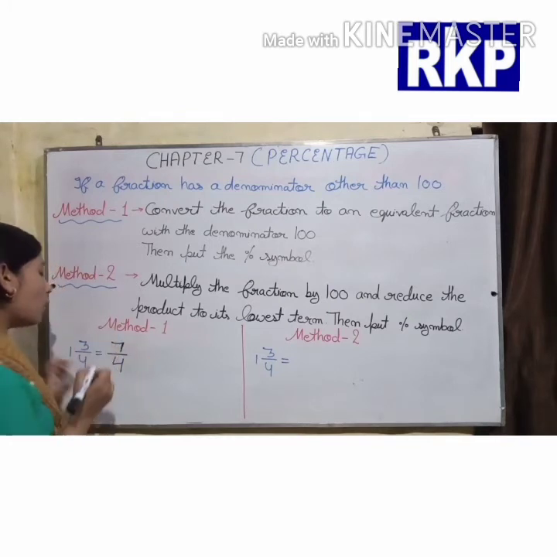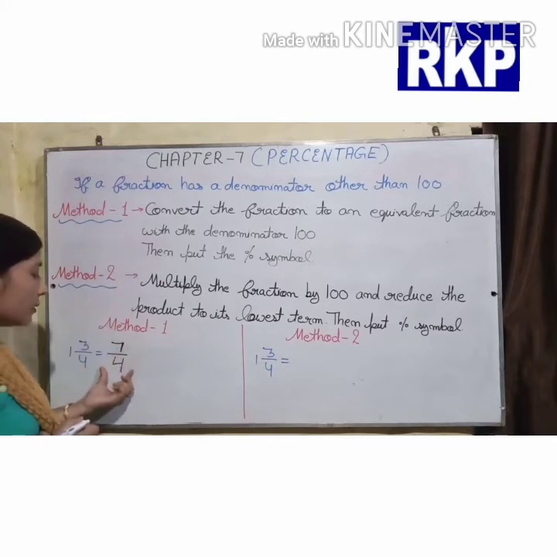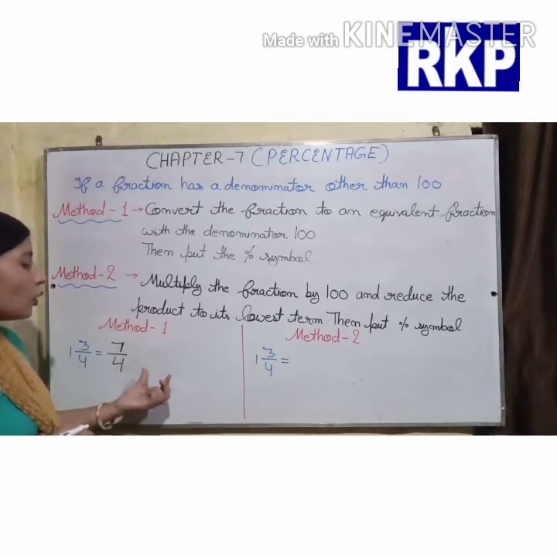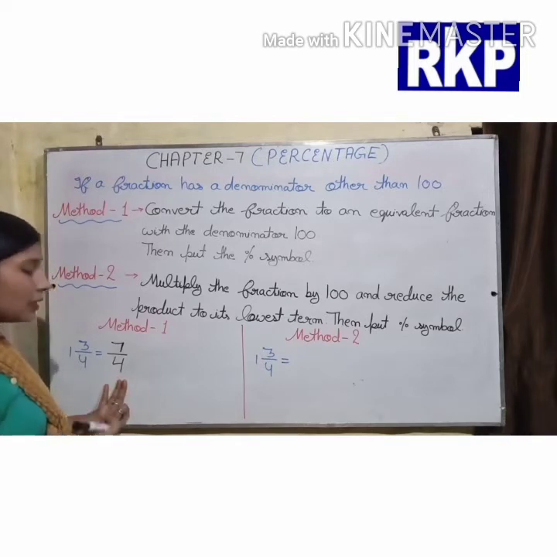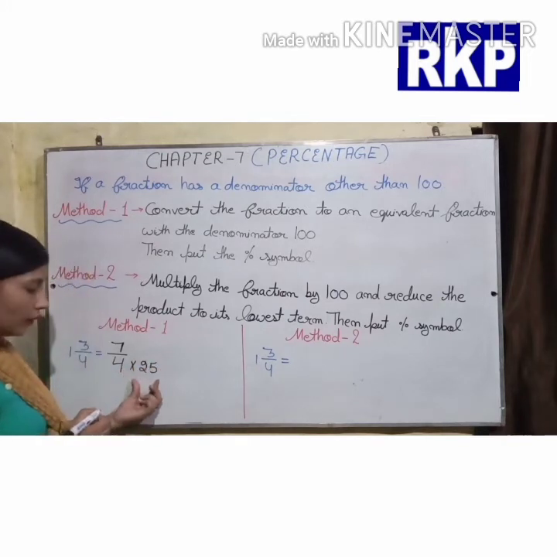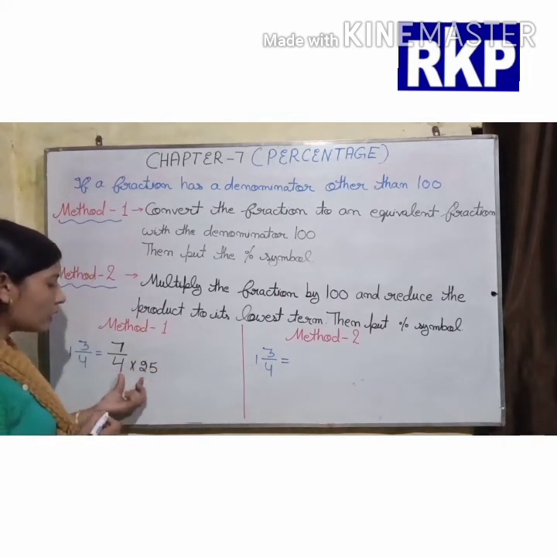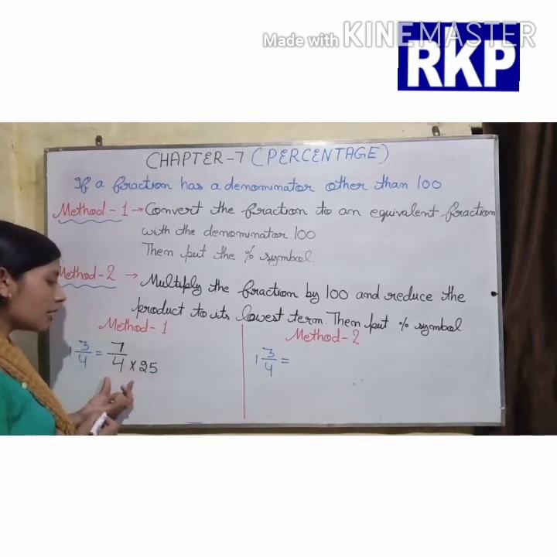So now beta, according to the first rule, we need to write an equivalent fraction of this fraction with denominator 100. So here we have 4 as a denominator. By which number do we have to multiply so that we will get 100 as a denominator? If we multiply this 4 with 25, then we will get 100 because we know 25 fours are 100.